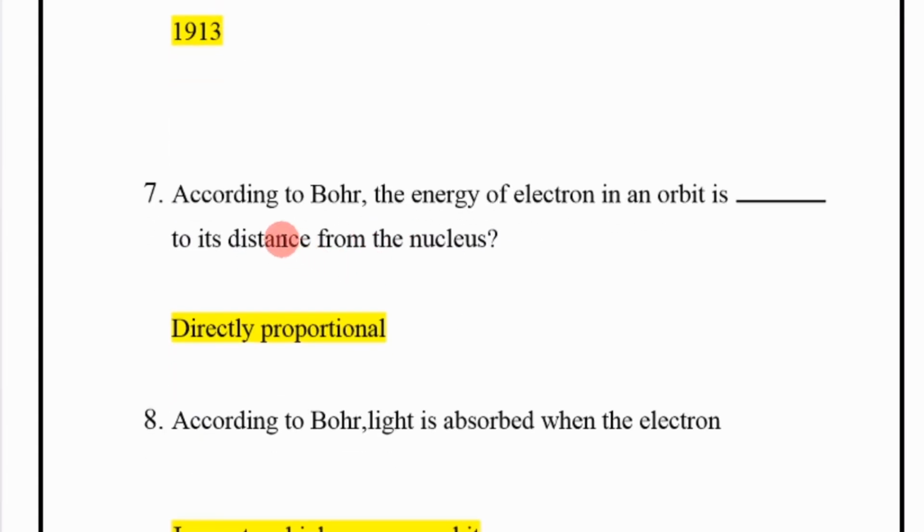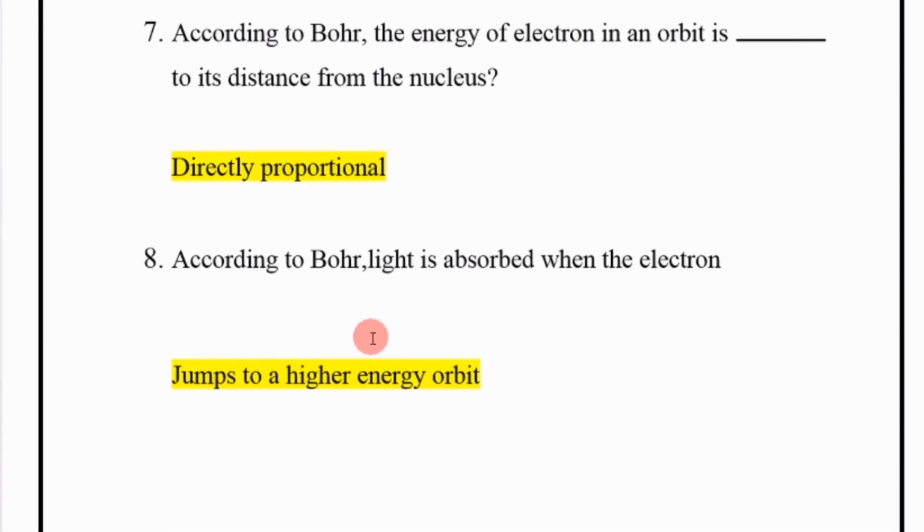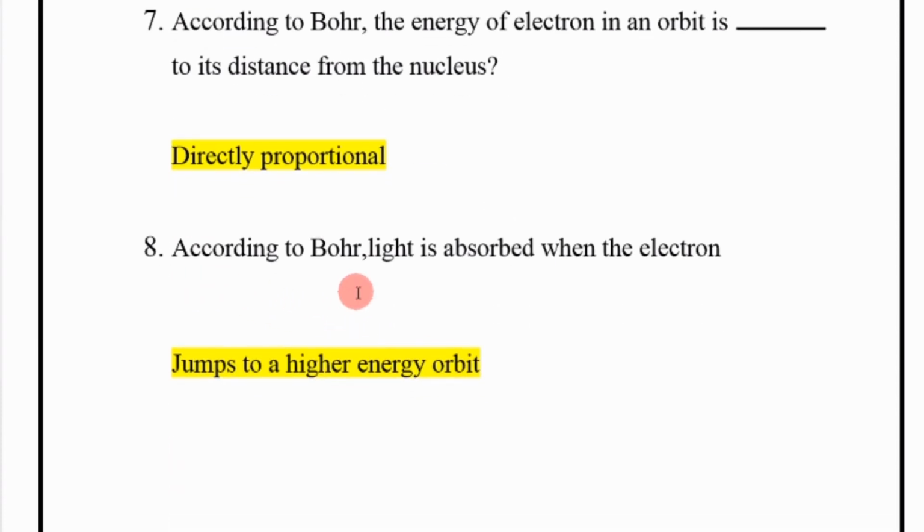Next, according to Bohr, the energy of electron in an orbit is directly proportional to its distance from the nucleus. Next, according to Bohr, light is absorbed when the electron jumps to a higher energy orbit.